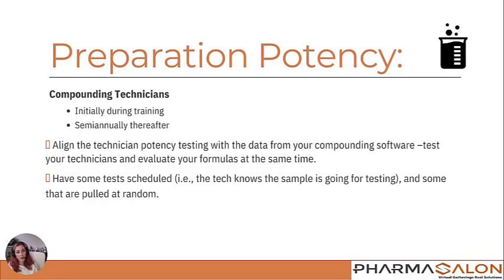So if you do anticipatory compounding and you're making a larger batch, see if you can take some of that, quarantine the batch, of course, we'll talk about that in the next slide, and send that out for testing. If someone knows they're going to be evaluated, they're going to try extra hard for it to be perfect, right? If you pull a sample and they don't know it's going to be tested, that's going to be more evidence of how in control your processes and your people are.